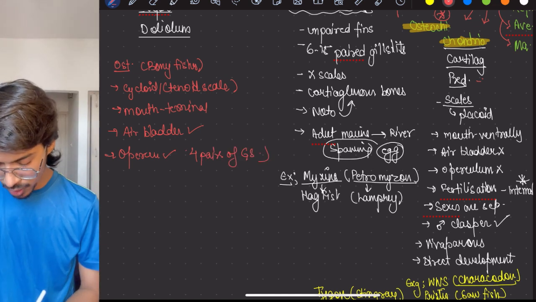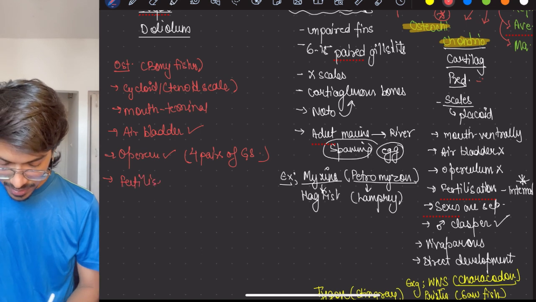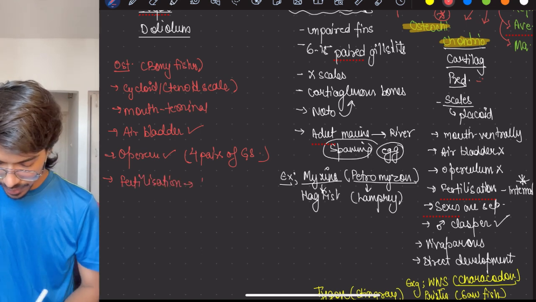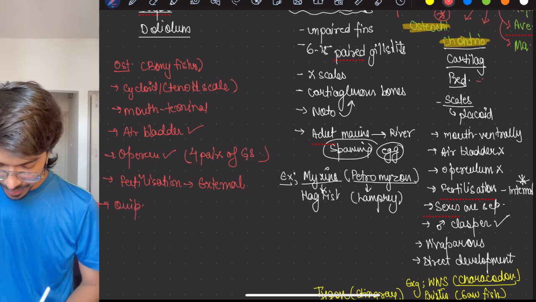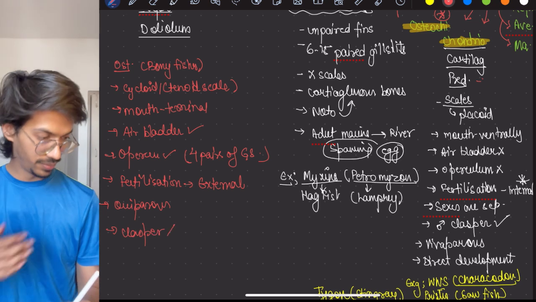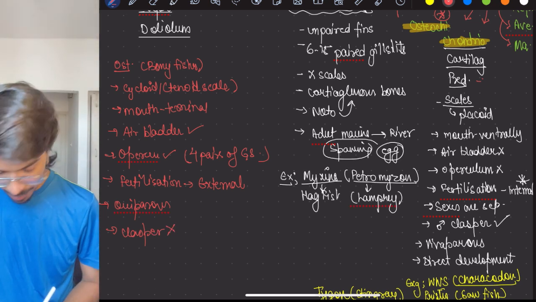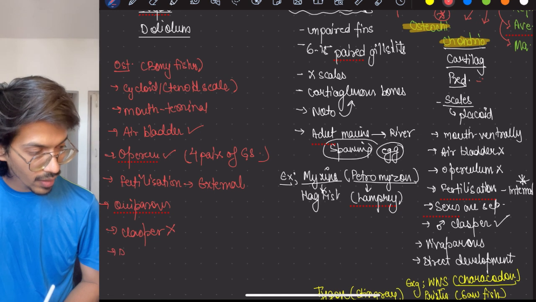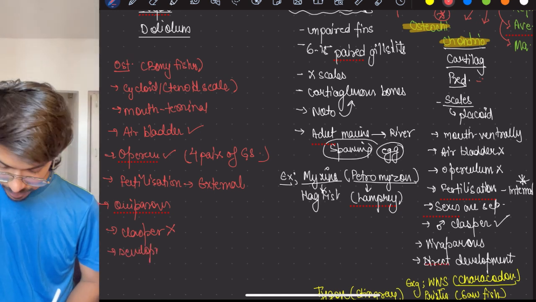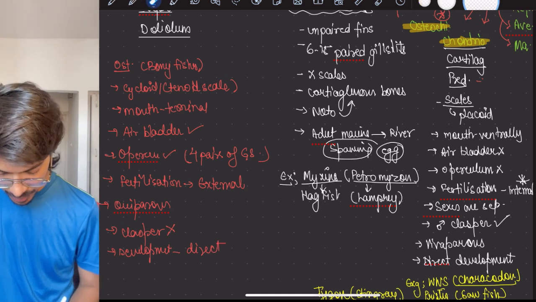The next thing is fertilization. Here, the fertilization is external. They are oviparous. Their clasper, meaning copulatory organ, is not present. Okay. And the development is direct. Development is direct. The next thing you will remember about this is the examples.